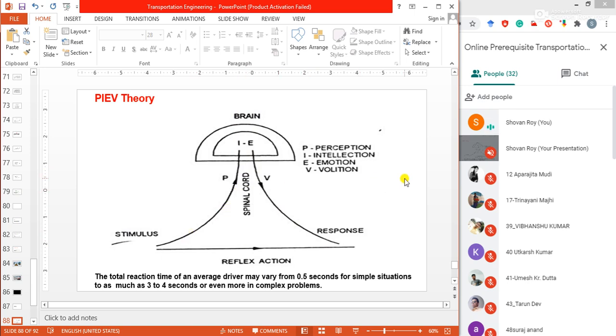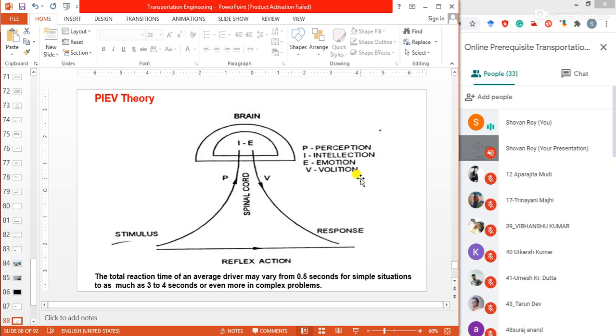When PIEV theory is asked in exams, you should draw this figure, these reflex actions, the complete figure. This figure indicates the reaction time and the PIEV process.